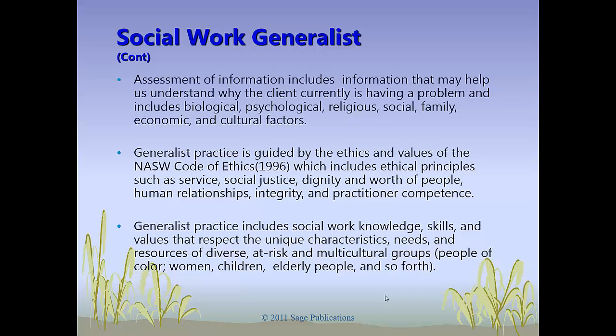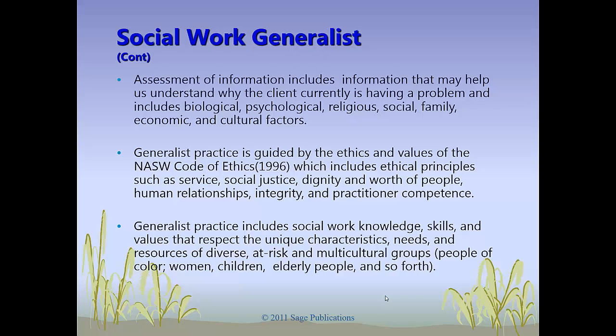You're also going to assess how they fit into the religious picture, what their social situation is like, what their economic circumstances are, how their family is, et cetera. Our practice as generalists, and also as specialists for that matter, in the social work field is guided by the National Association of Social Workers Code of Ethics, which I guess was rewritten in 1996 and revised again in 2008. This includes several ethical principles such as service, social justice, the dignity and worth of individuals, human relationships, integrity, and practitioner competence.